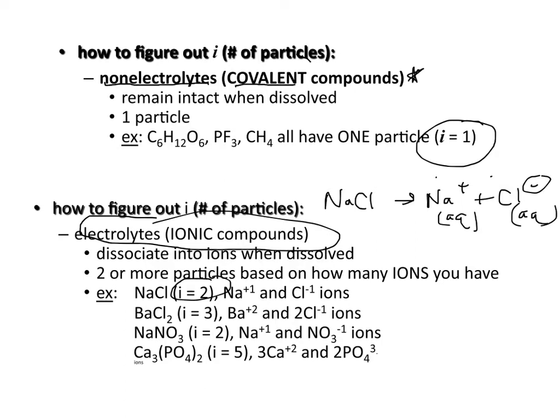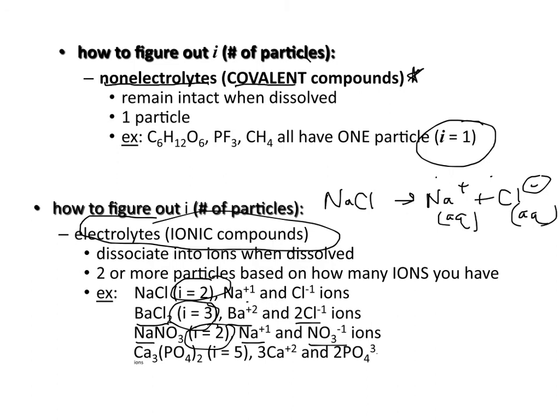Same thing for barium chloride. We're going to have 1 barium ion and 2 chloride ions, so that's going to give us a van 't Hoff factor of 3. Sodium nitrate, we have a sodium ion and a nitrate ion. Those are 2 ions, so our van 't Hoff factor will be 2.